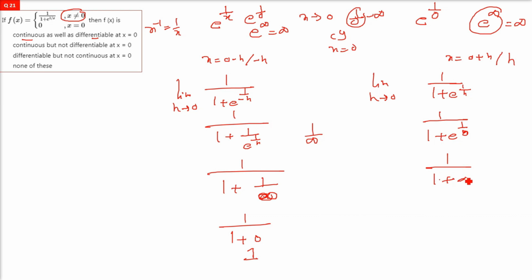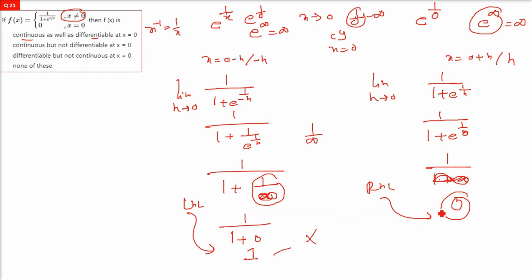When you add anything to infinite, it is going to be infinite only. So 1 by infinite is going to be 0. Again, if you divide anything by infinite, it is going to be 0. So on the left you get 1 by 1 plus 0, that is 1. On the right you get 1 by infinite, that is 0. So the left hand limit is 1, right hand limit is 0. They are not matching, so the function is not continuous at x equals 0. When there is no continuity, there cannot be any differentiability.